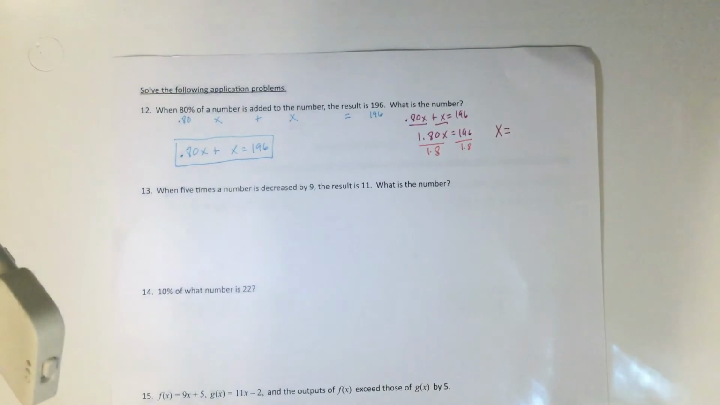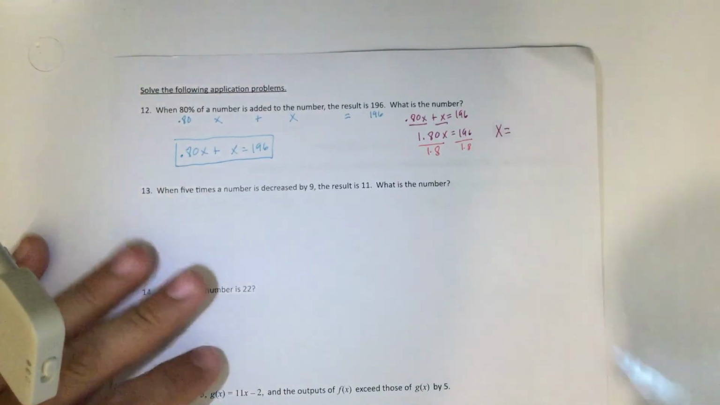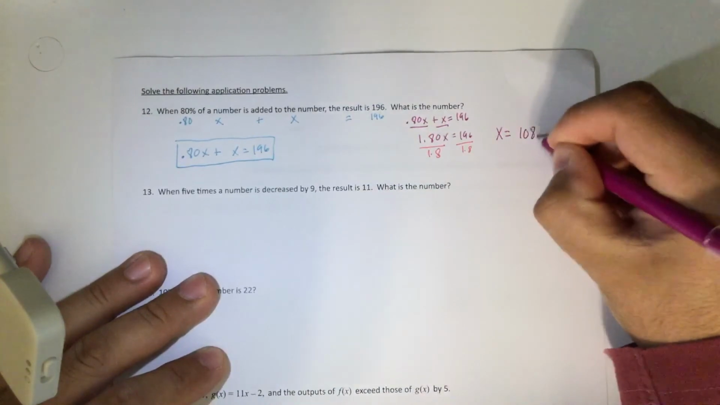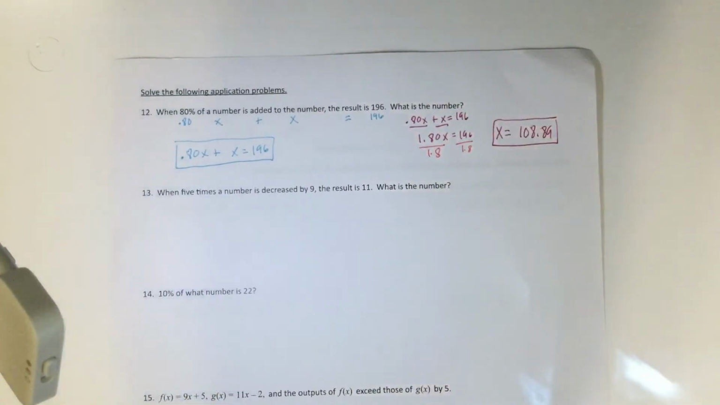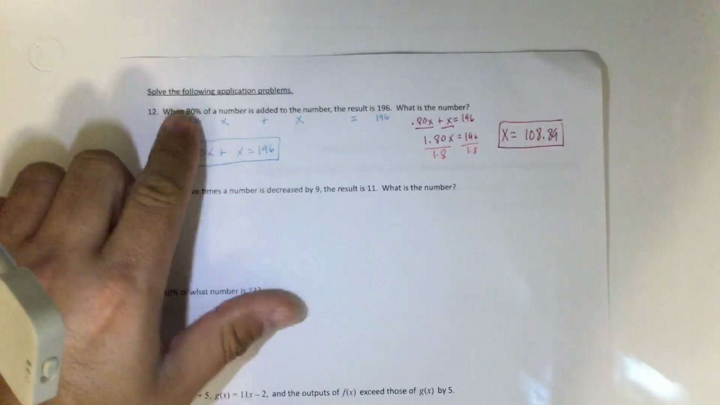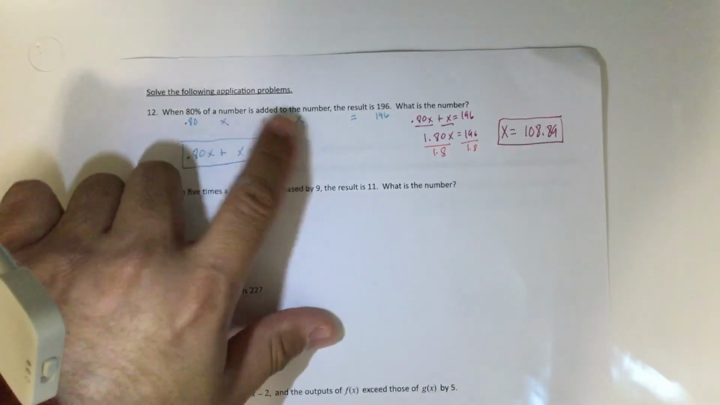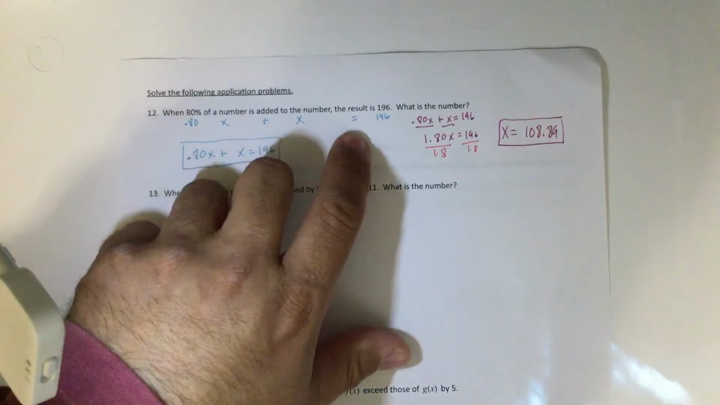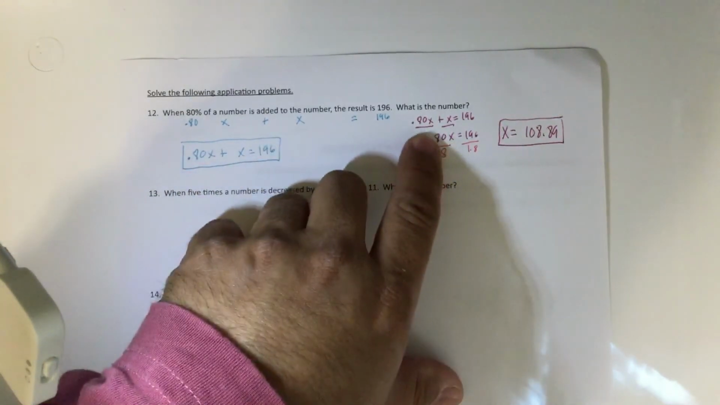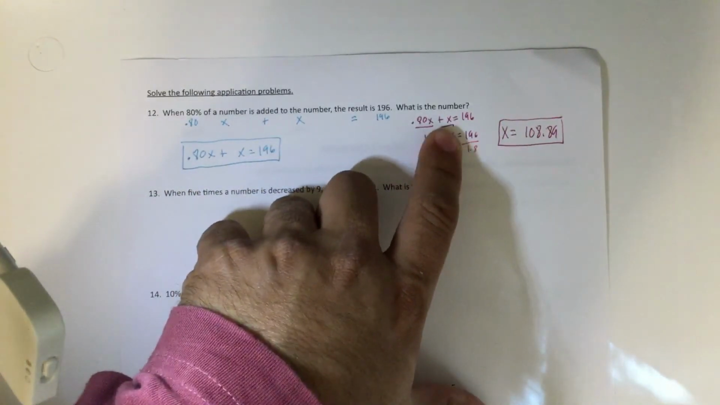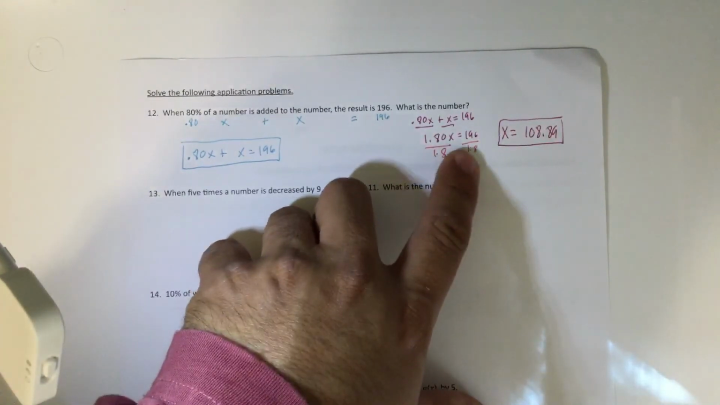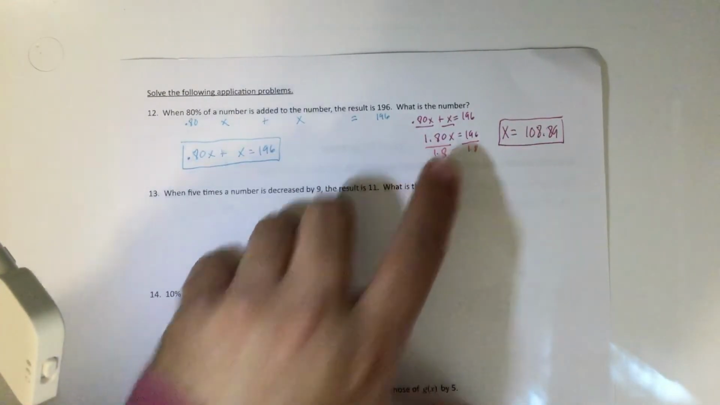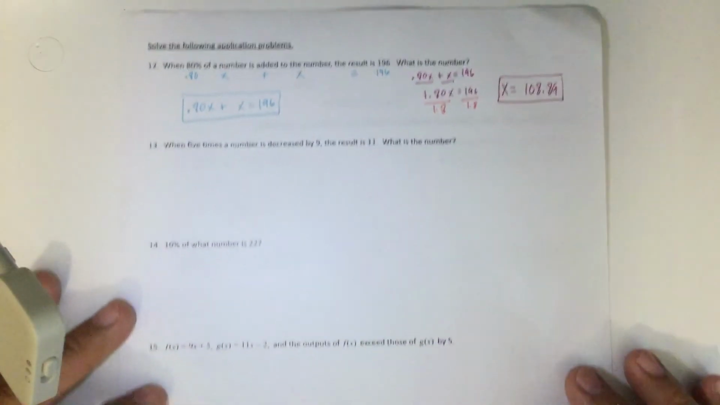Yeah, I came up with a decimal. I came up with 108.89. Let me just verify that I did this correctly, just to make sure I am good. So 80% of a number, 0.8x, is added to the number, plus x. The result is 196. So 0.8 plus 1 is 1.8. Let me make sure I typed that in right. 196 divided by 1.8 is, yep, that looks good. All right, let's take a look at the next one.